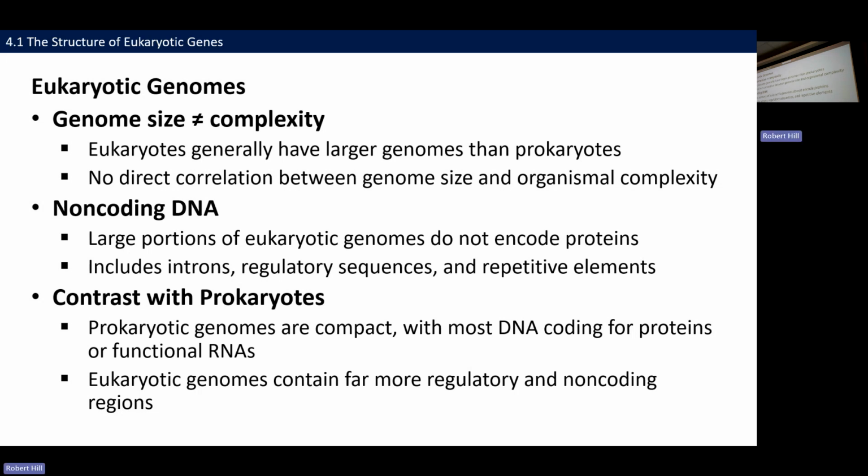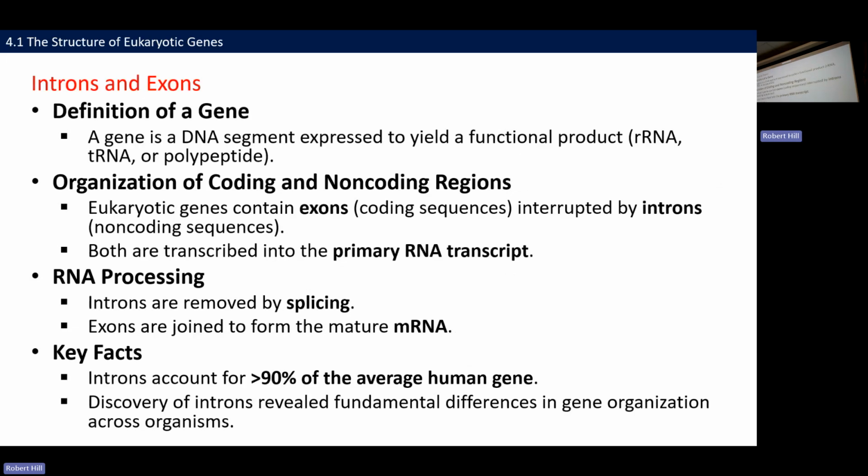All right, in general, prokaryotic genomes are very compact. Okay? Eukaryotic genomes contain far more regulatory sequences, and that makes sense because eukaryotic genomes contain more different cell types because they contain more different tissues.